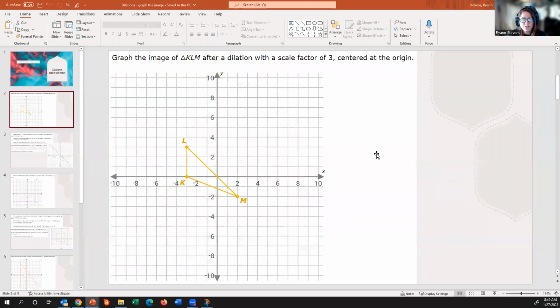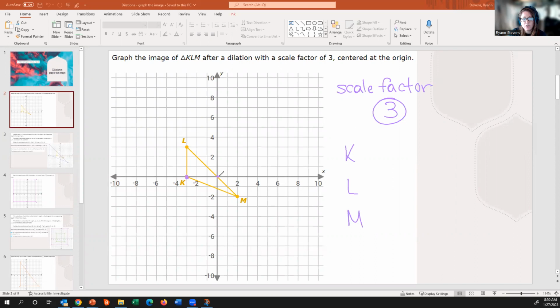We have this triangle here and we want to graph this triangle after a dilation with a scale factor of 3, centered around the origin. So we know that our scale factor is 3. Then we want to look at each one of these points. We have K, L, and M. We'll start with K here.